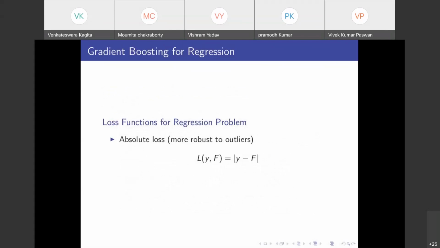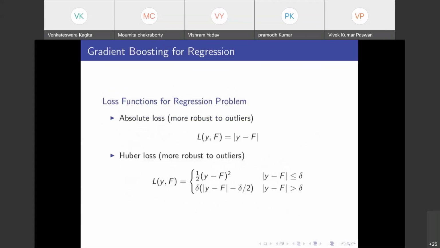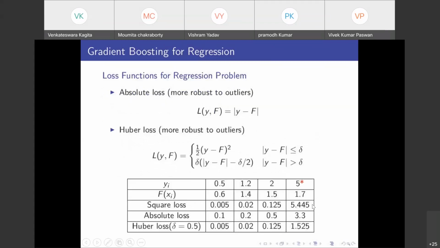Whereas if you consider other loss functions like the absolute loss function, the absolute difference between the actual and the predicted, or the Huber loss function, which takes the square loss up to a certain threshold and, if it exceeds that, applies a different formula, absolute loss with some threshold. Let us see them. With square loss, the outlier is heavily punished, whereas the absolute loss does not punish that much compared to the square loss. And if you take Huber loss with delta as 0.5, you can see that it gives even less punishment compared to the absolute loss and square loss.